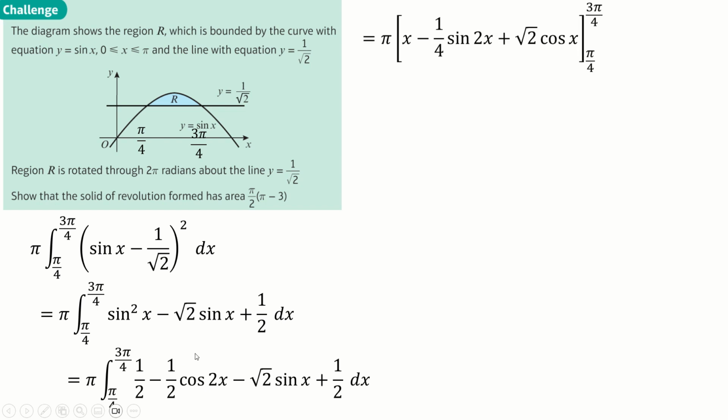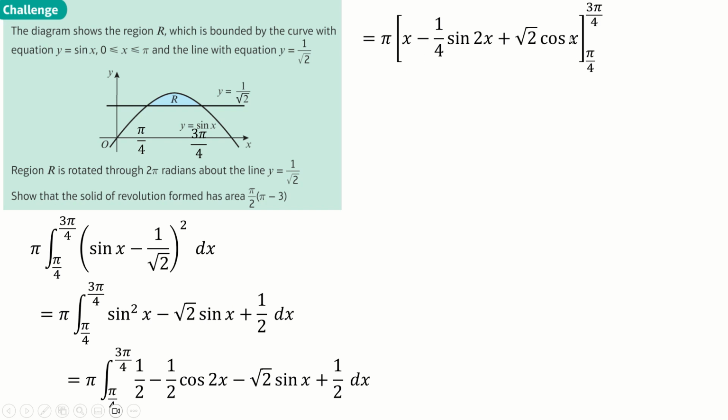I'll end up with half plus half is 1, so that integrates to x. And then this integrates to this, and this integrates to this. Sine integrates to minus cos, of course. Good practice here of putting in exact values if you want to. Sine of 3 pi over 2 is minus 1, so that makes it plus a quarter.